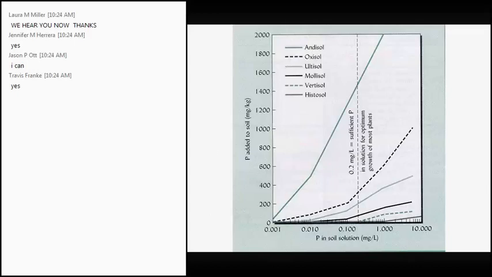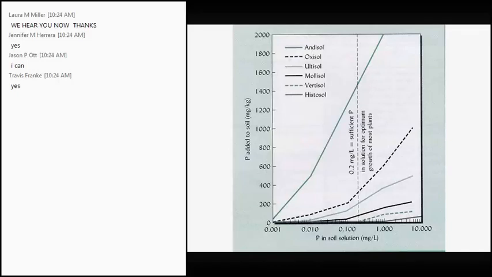Okay, so what's an andesol? What are these sols that I've put up here? These are our orders of soils. We have a classification system very similar to plants and animals. We have 12 soil orders, and it goes from order to suborder to great group and on down the line until, instead of a species, we get to a soil series. So this is the highest part of the classification system of soils.